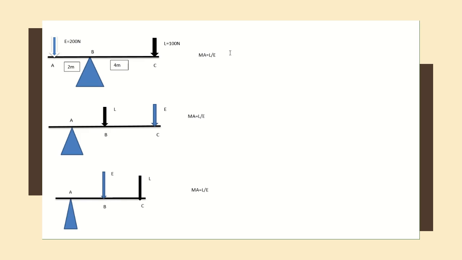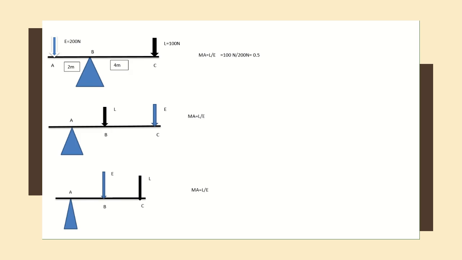For the third class lever, you also have mechanical advantage equals load divided by effort. Like in the first case, you see that they have given us some values there. If you want to use those values, it will be 100 newtons divided by 200 newtons. So you see your answer is 0.5. It has no unit.